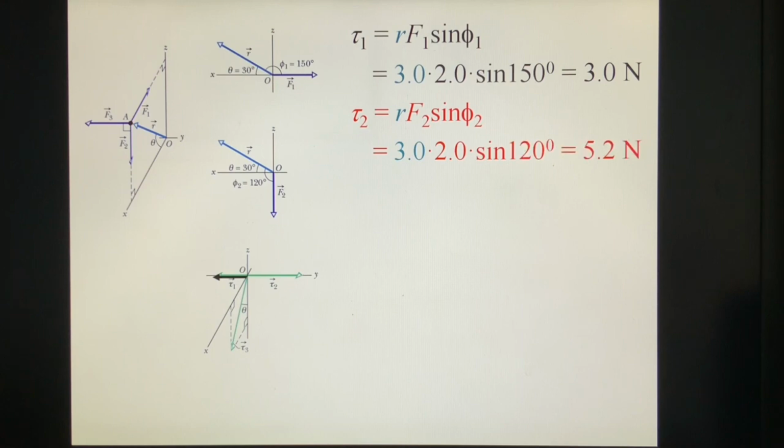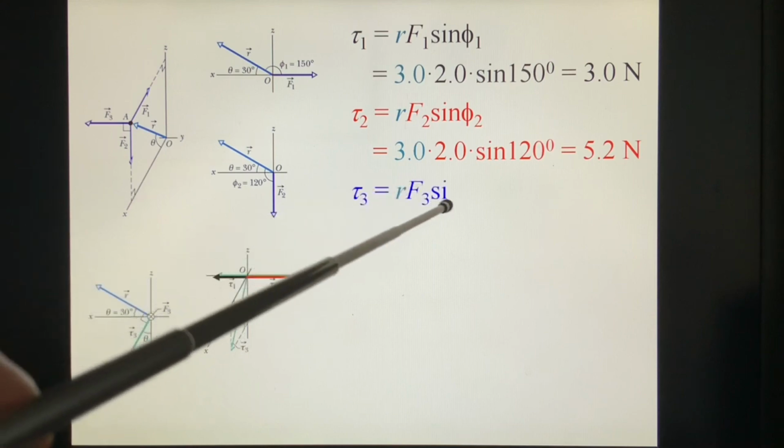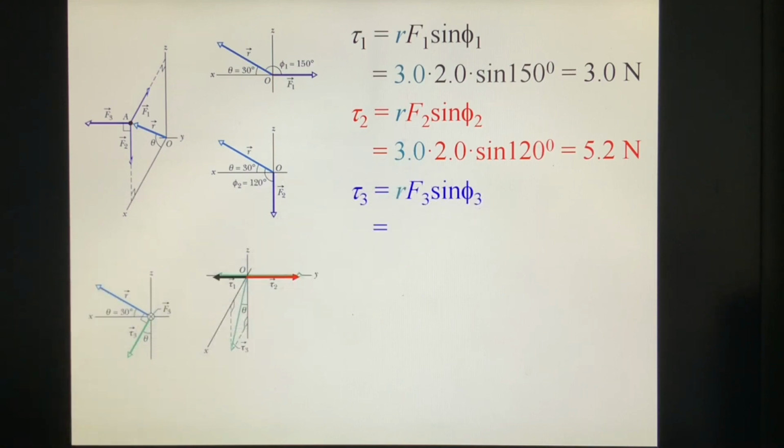And the last one is F3. This is R. We find F3 looking from the X or Z direction is inward. So use the right-hand rule: R cross F is this one. It is also in the XZ plane, and it is perpendicular to R. The angle is 90 degrees.